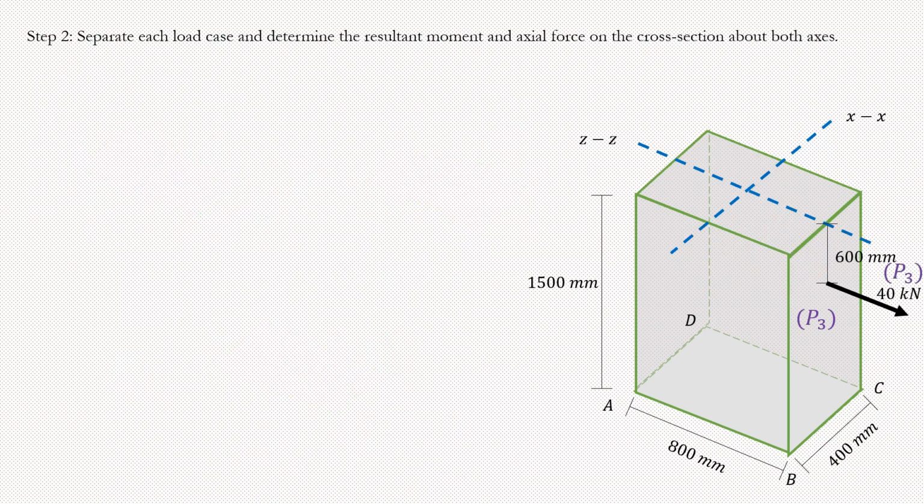Now, these were the forces that we had applied on the cross section. In other words, these were the forces that were normal to the plane itself, normal to the plane ABCD.